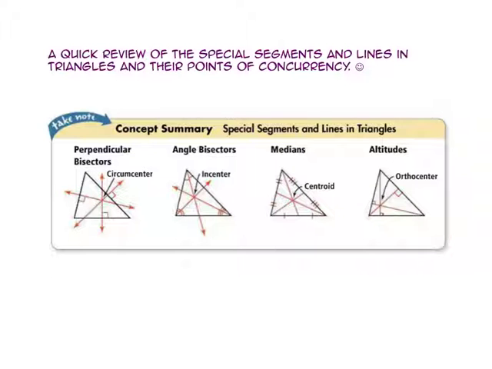The medians of a triangle start at a vertex and have an endpoint at the midpoint of the side opposite the angle you started from. The point of concurrency of the medians is called the centroid. And finally, your altitudes start at a vertex and are perpendicular to the side opposite that vertex. The point of concurrency of the altitudes is called the orthocenter.